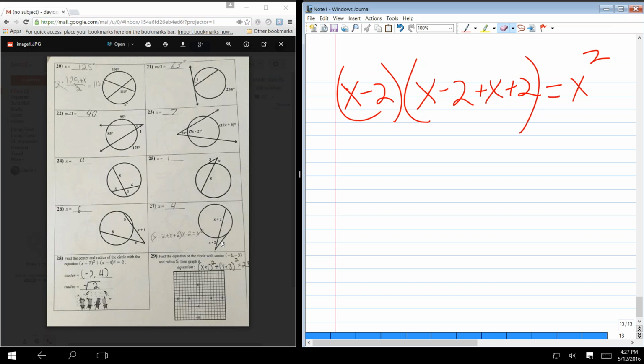And then the part that's outside the circle is x, but the whole thing is x. So it's x times x, and that's where you get the x squared. And then this simplifies, those 2's cancel, and you end up with 2x times x minus 2 equals x squared. And now you do have a quadratic you're going to have to solve.